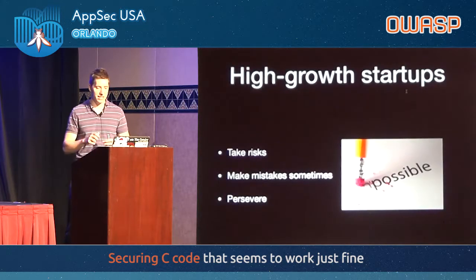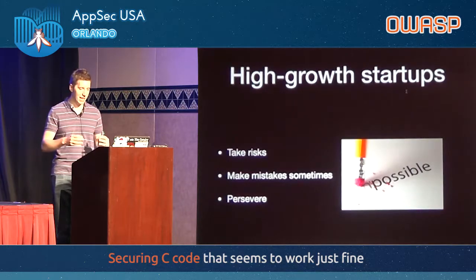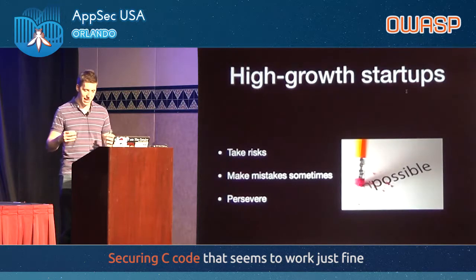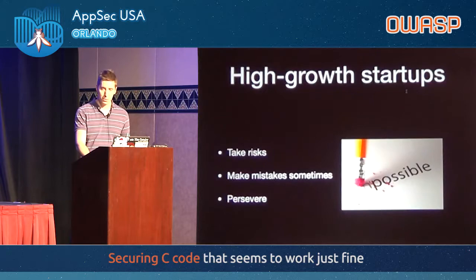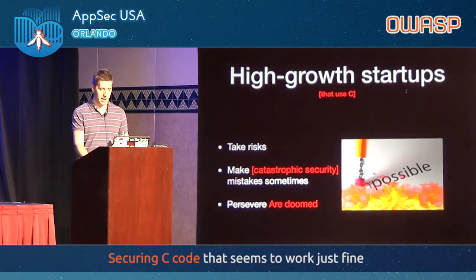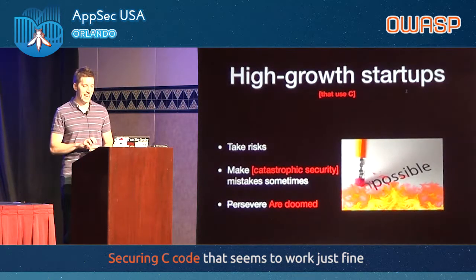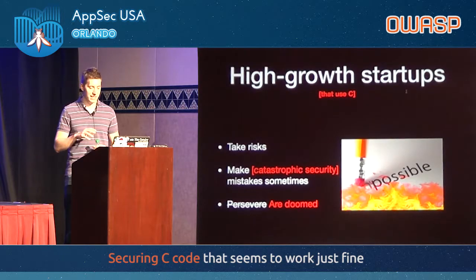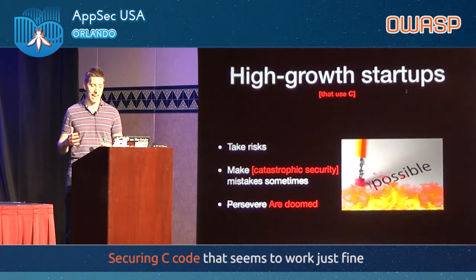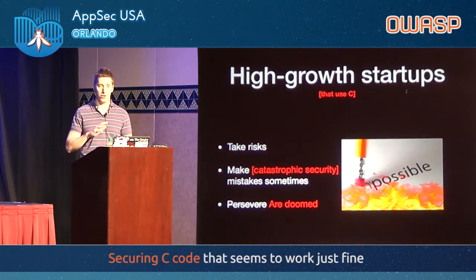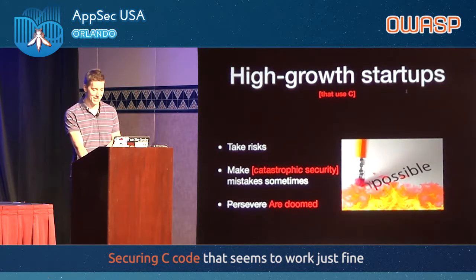So if we put together this idea of high-growth startups taking risks, making some mistakes, and then trying to persevere through them with what happens with C code, basically what we can conclude is that high-growth startups that use C take risks, but then they're going to make catastrophic security mistakes, and then they're just doomed to failure. And I would make a joke about my talk ending here, because that's all there is to it, but we're short on time. So obviously this is not the case.